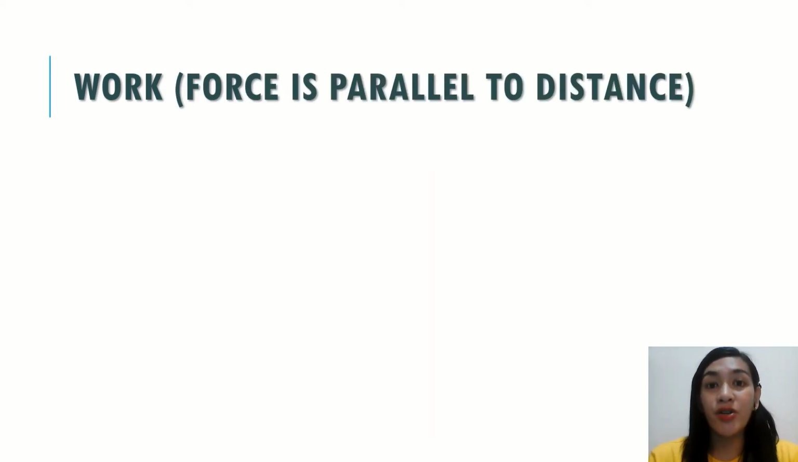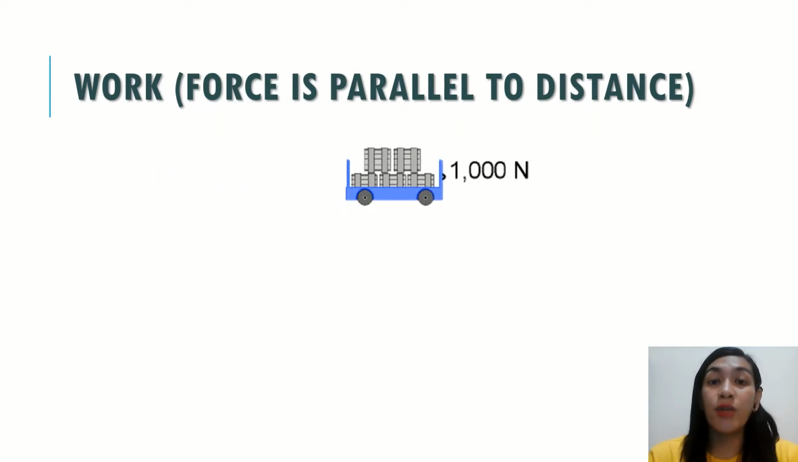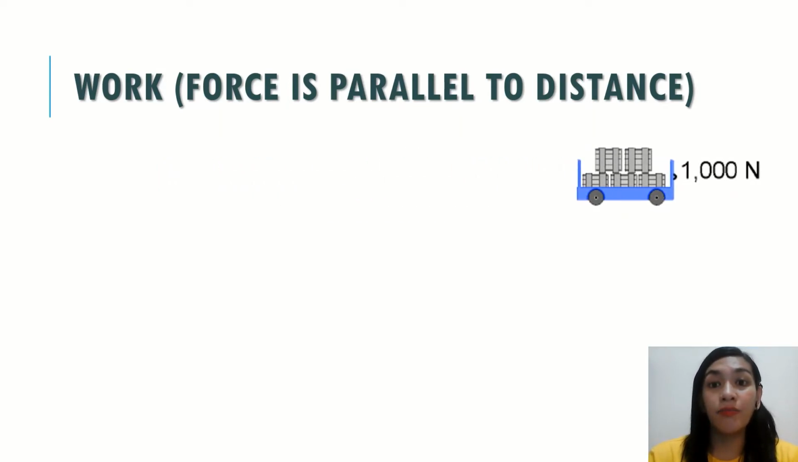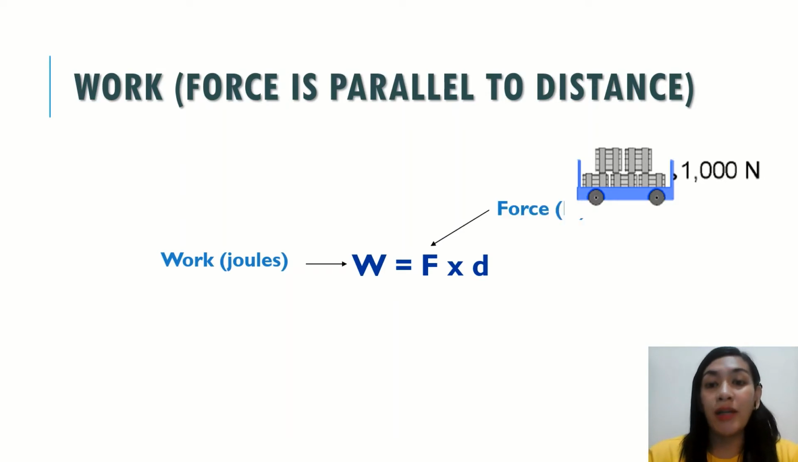By definition, the work done by a net force acting on a body is equal to the product of the net force and the distance through which the force acts, provided that force and distance are in the same direction, or they are parallel. Mathematically, work is equal to force multiplied by distance. The unit for work is joules, for force it is newtons, and for distance it is meters. So let's try solving one problem related to work where force is parallel to the distance.